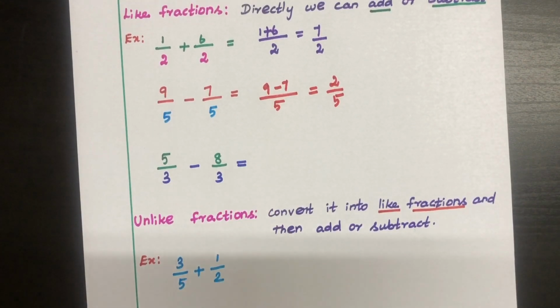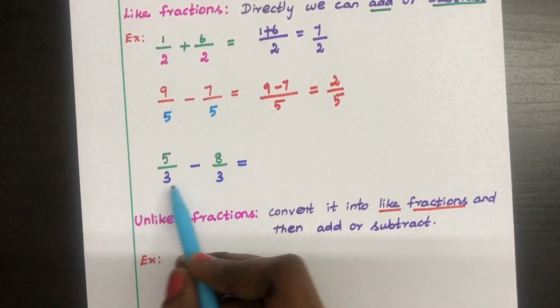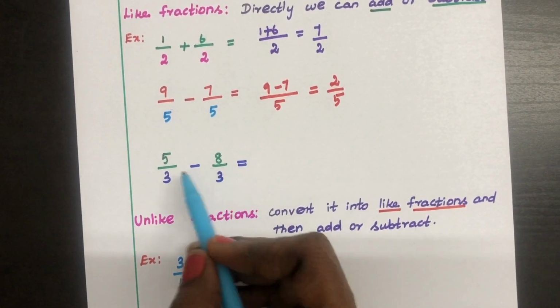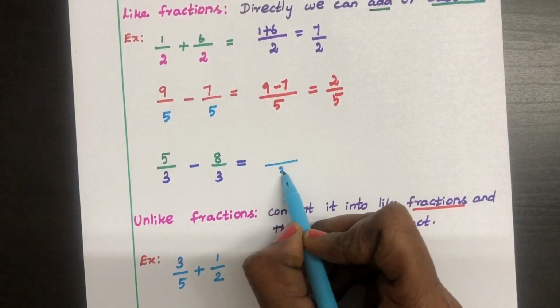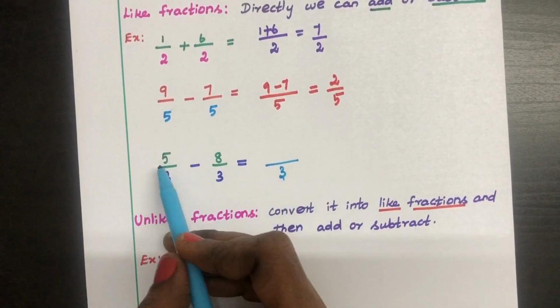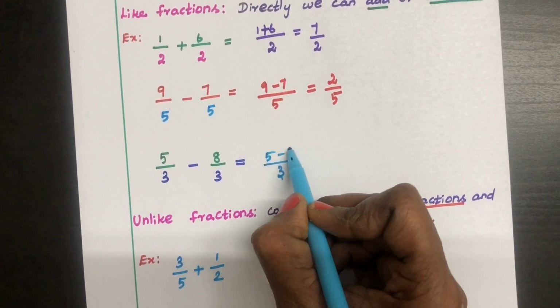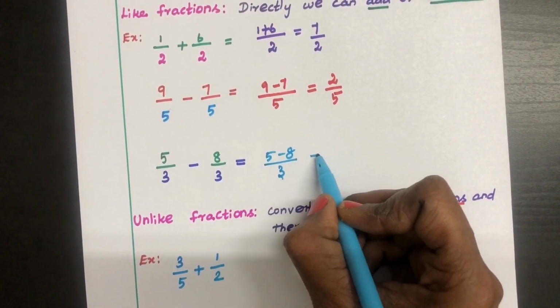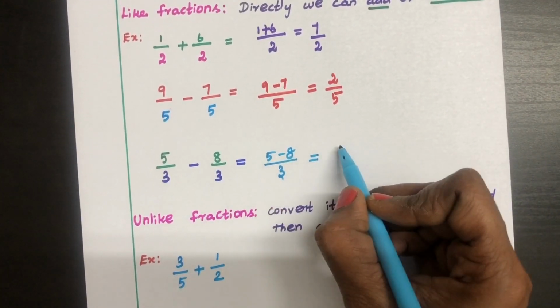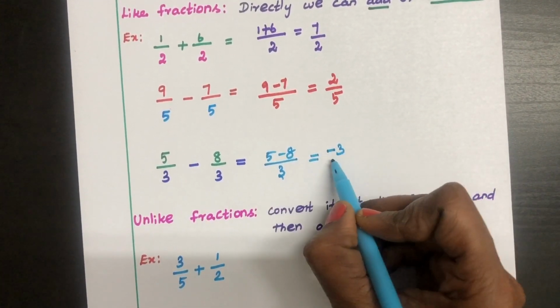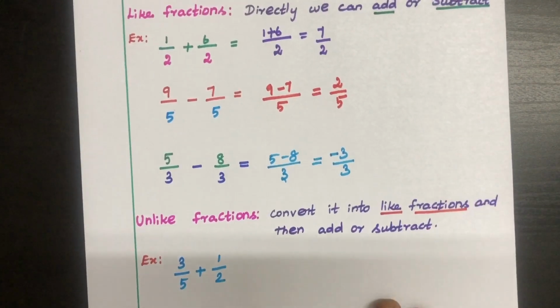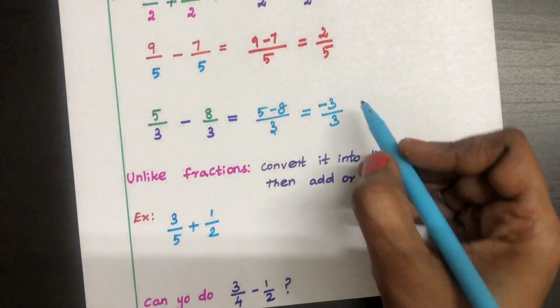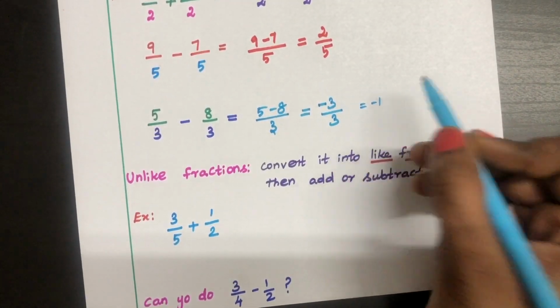Here, 5 by 3 minus 8 by 3. Denominators are the same, like fractions. So here also the common denominator is 3. 5 minus 8, so we are going to subtract. 5 minus 8 gives us negative 3, divided by 3. This is our fraction here. We can make it as minus 1.